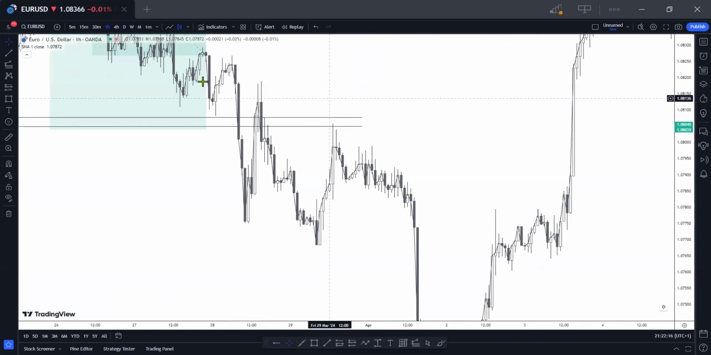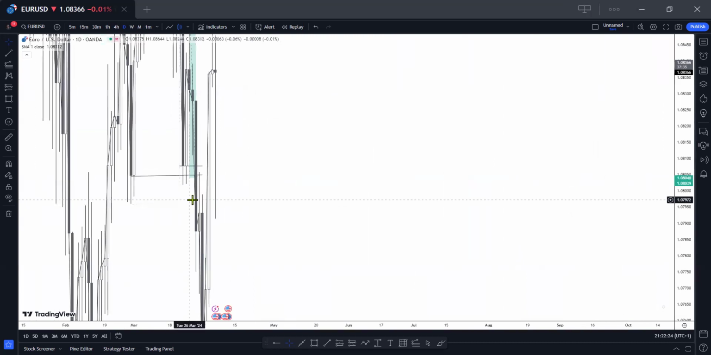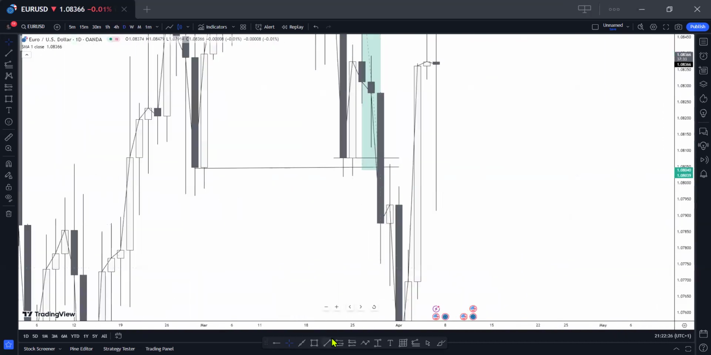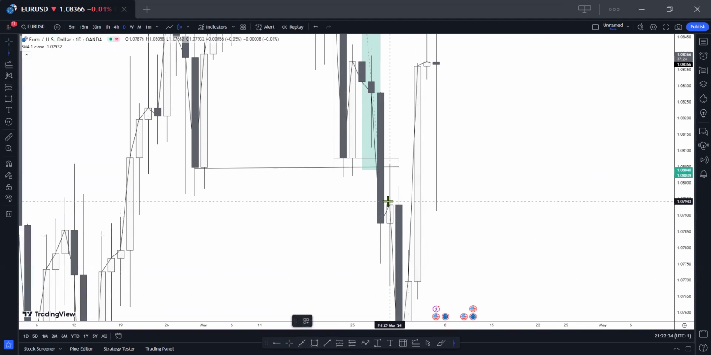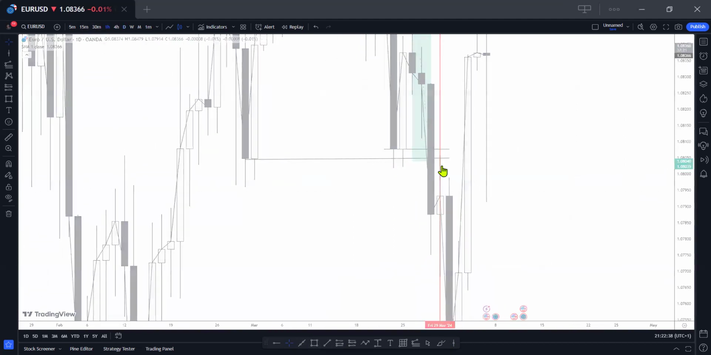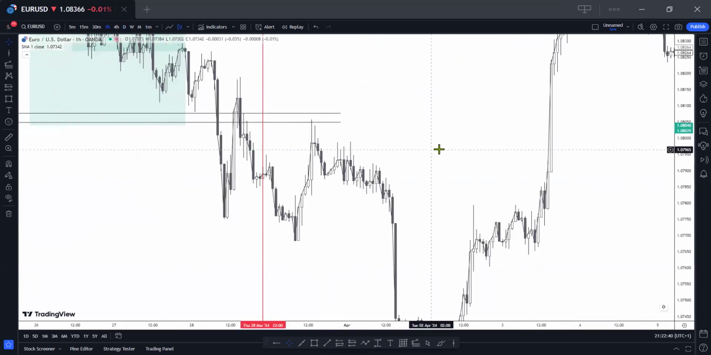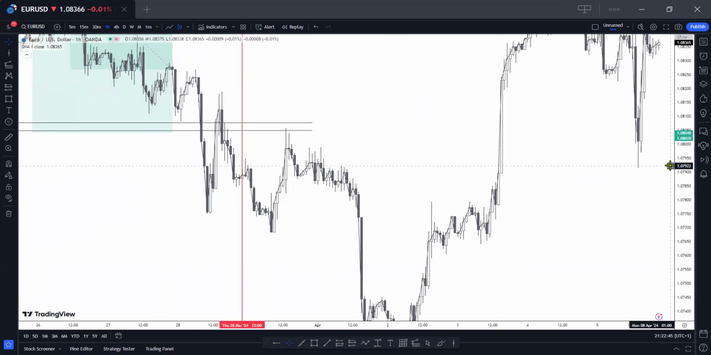Sorry, I need to confirm what date was. Back to the daily chart. All right. So what day was this? It's a Friday. So let's put a vertical line in there. So this was Friday for the retest on H1. So we're looking for H1 engulfing, right? H1 engulfing or H1 double breakout.